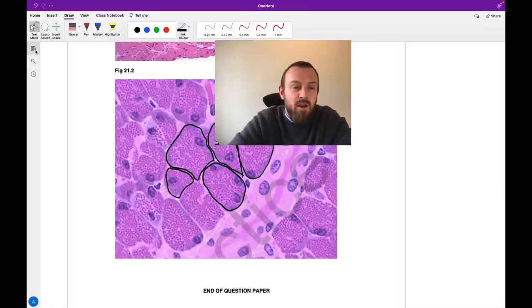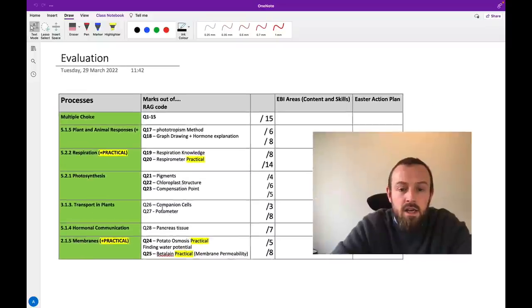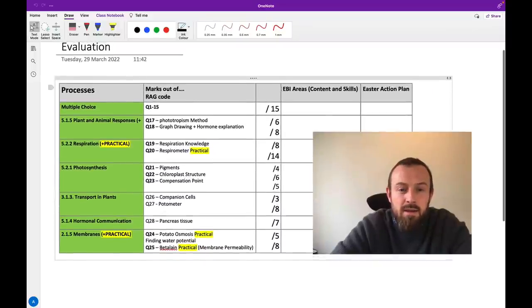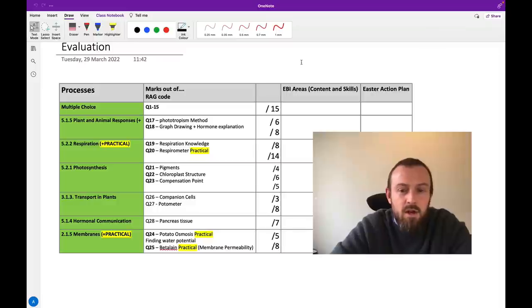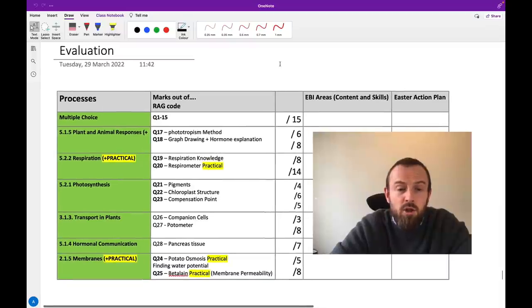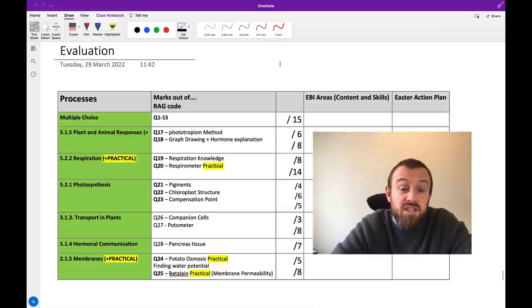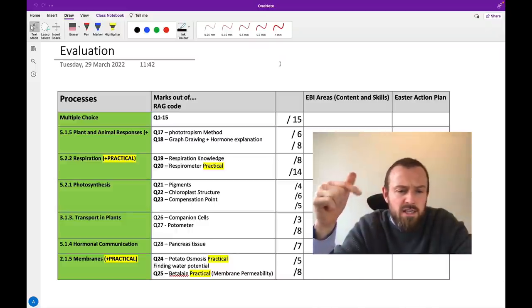So, the final thing that I'd like you to do, if you're not in my class and you're watching this online, is try and make a table somewhat like this, okay? How did you do in the different areas of the paper? The multiple choice, there were 15 marks. What did you get out of 15? Then questions 17 and 18 were all about plant and animal responses. That's the most important thing that's coming up this year. Questions 19 and 20 were about respiration, and there was a practical component there on question 20. Questions 21, 22, 23, those were all about photosynthesis.